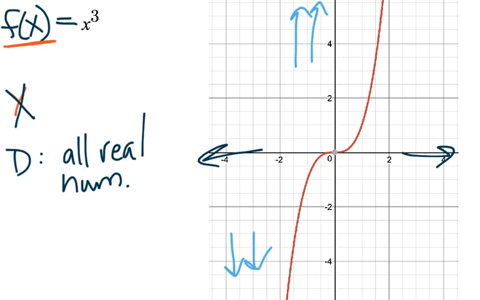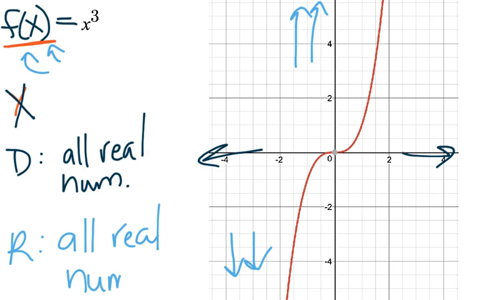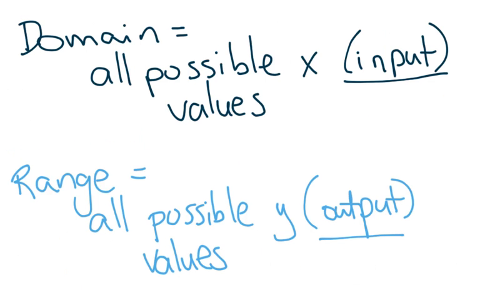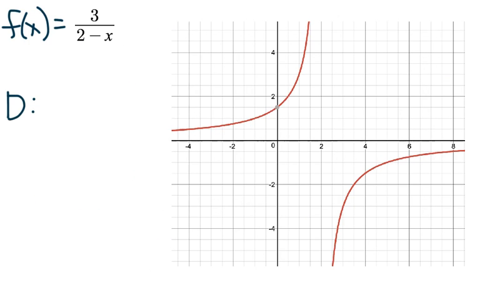And you can think about that too. The higher the x's get, the larger and larger your output values are going to become, or the more and more negative the x's get, the smaller and smaller your output values are going to become. So our range in this case is also all real numbers. That just means this function is going to continue on in all four directions until infinity as you increase or decrease the x values. Let's take a look at another example.